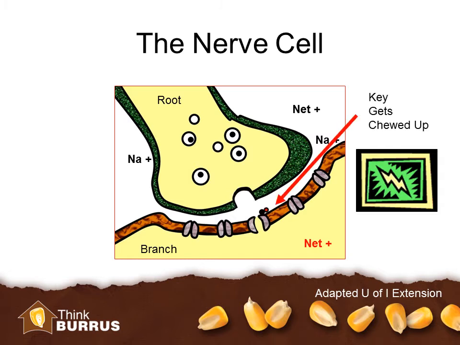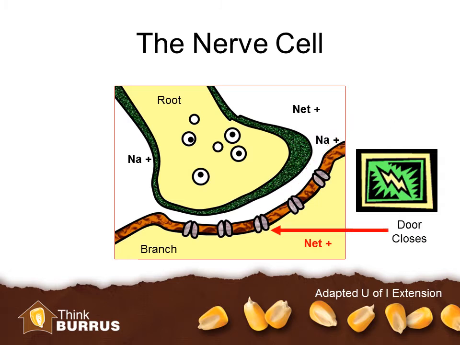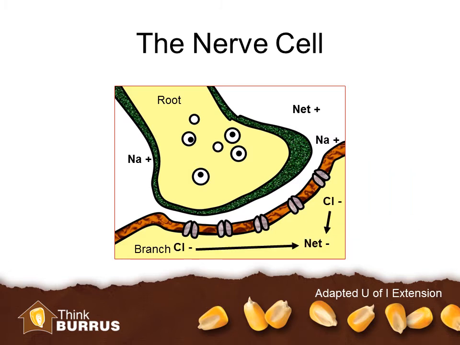Now, if the door does not close, that cell will keep firing. So the nervous system releases another chemical that chews up the key. When the key has been metabolized, the doors, the gates shut. The neuron then reverts back to its normal state, a negative charge, and the signal stops firing. If we disrupt any part of this delicate process, we disrupt the flow of information from one neuron to the next. In effect, we can use this delicate nature of the nervous system to chemically sever the brain from the body.